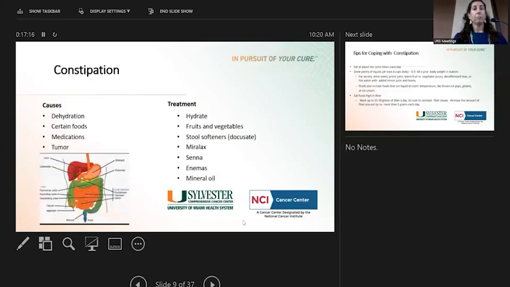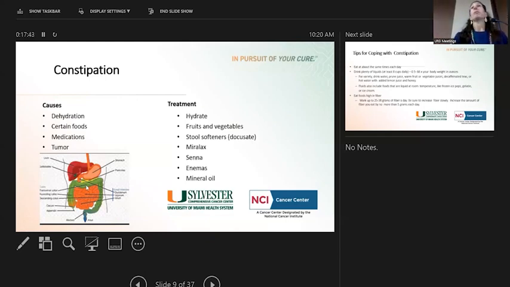And then constipation, so the opposite. So we have everybody, it's like you've got two extremes. You've got the diarrhea, you've got the constipation. So what causes constipation? Dehydration, certain foods, medications, and the tumor itself, that you have again in your GI tract. You have your stomach and your intestines. So if you have tumors there, it's a big hose, so it's going to block it. So you could block the flow.